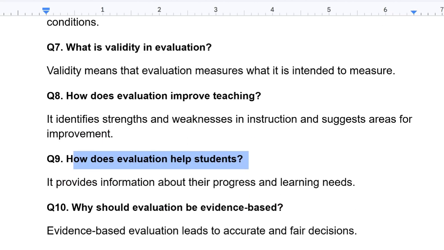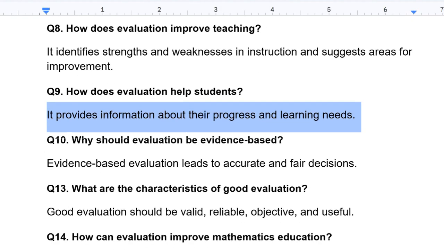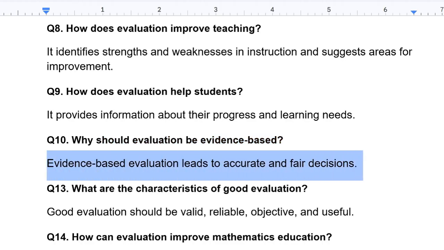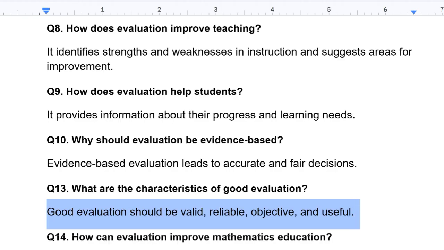How does evaluation help a student? It provides information about their progress and learning needs. Why should evaluation be evidence based? Evidence based evaluation leads to accurate and fair decisions. What are the characteristics of good evaluation? Good evaluation should be valid, reliable, objective, and useful.